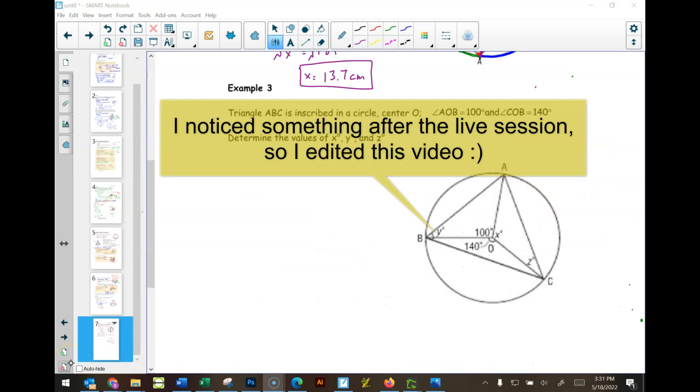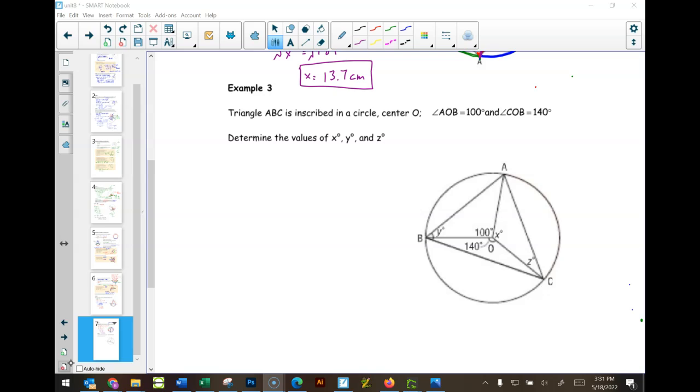Hey folks, Dunbar here. If you were with me at the live session for 8.3, I noted that there are often several different ways to prove or use justification when you're figuring out angles and you're using triangles and circles. But I also said that I think that there was another more obvious way of working through example number 3 because I didn't use any of the circle properties that we just learned.